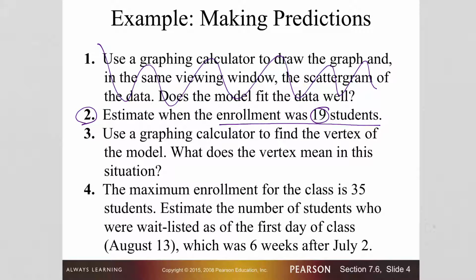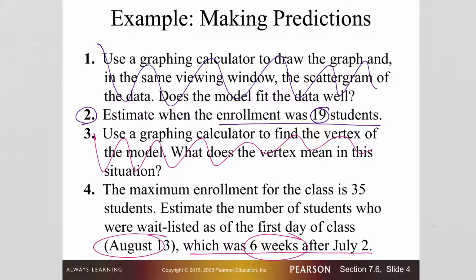Now we're not going to do number 3 here. It says the maximum enrollment for the class is 35 students. Estimate the number of students who were waitlisted as of the first day of class, which was August 13th, which was 6 weeks after July 2nd. They give us a lot of information here, but really the most important thing that we need in this problem is the 6 weeks. And so which one do we put that in for? Do we put that in for enrollment, E, or T for time?